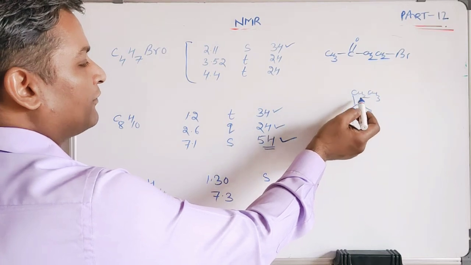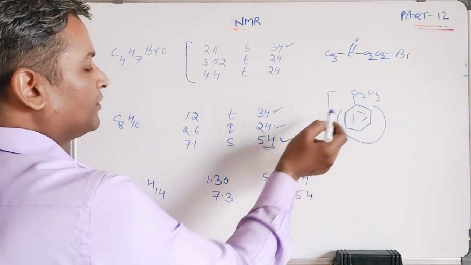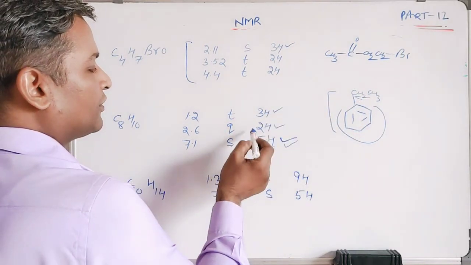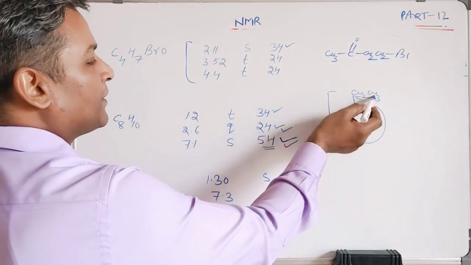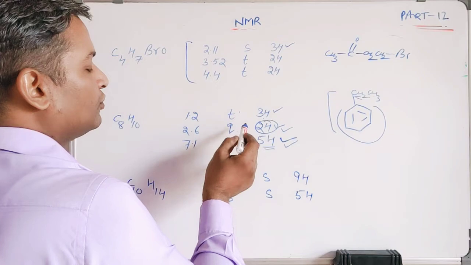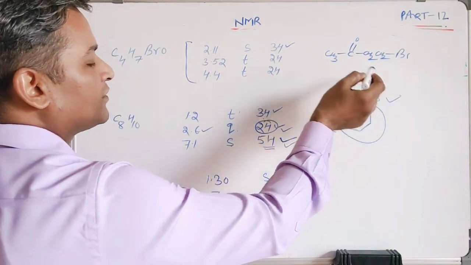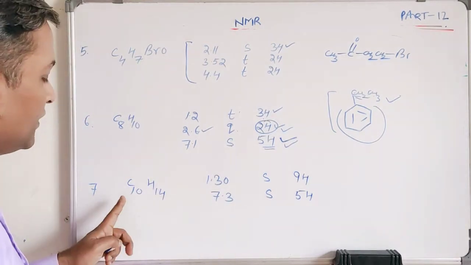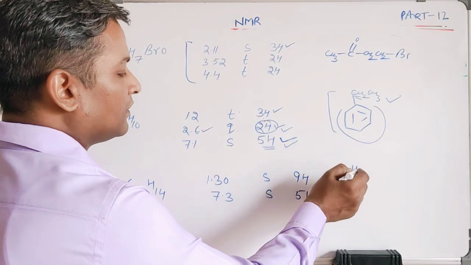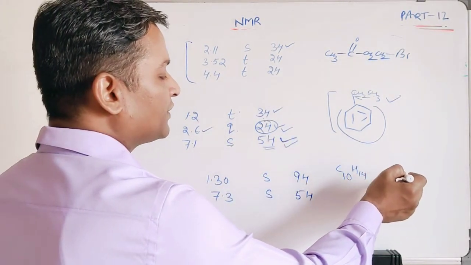So let's see whether it justifies all the information. Singlet for 5 protons, quartet for 2 protons, triplet for 3 protons. The quartet value should be the highest out of these two, and it is actually the case because it is attached to the benzene system. So this is the structure of the compound. Now we have C10H14, what is the degree of unsaturation?